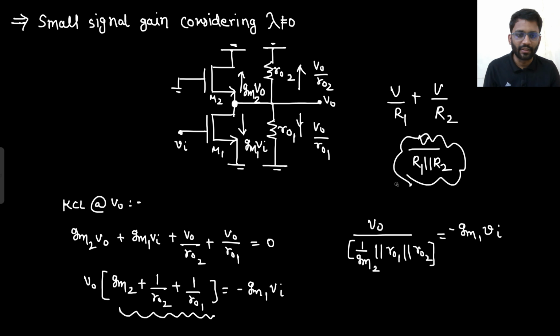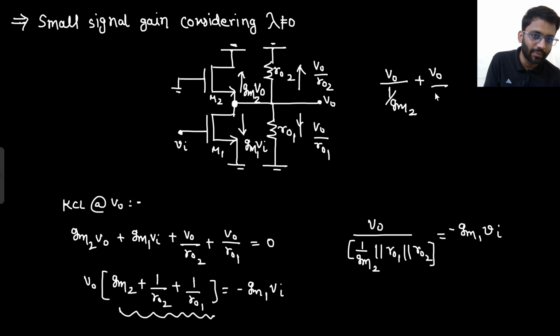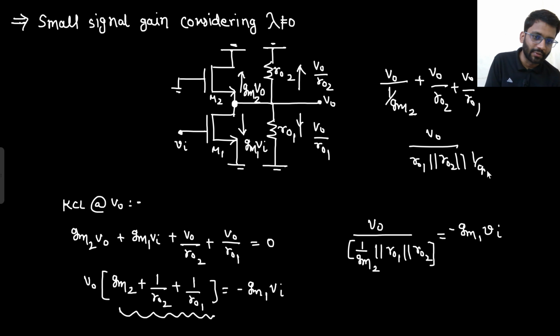So here the same thing is happening. This is V naught by 1 upon gm2 parallel R naught 1 parallel R naught 2. Are you getting this point or not? I will explain once more, one last time. This is V naught into gm2, so I can write V naught upon 1 upon gm2. This is V naught into 1 upon R naught 2, so V naught upon R naught 2 plus V naught upon R naught 1. So I can write V naught upon R naught 1 parallel R naught 2 parallel 1 upon gm2.